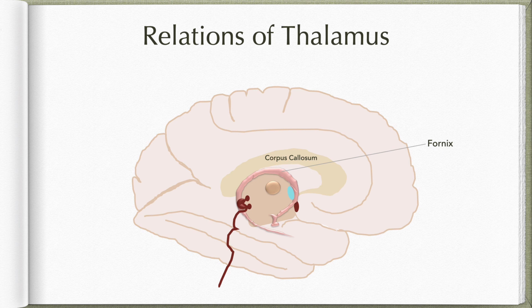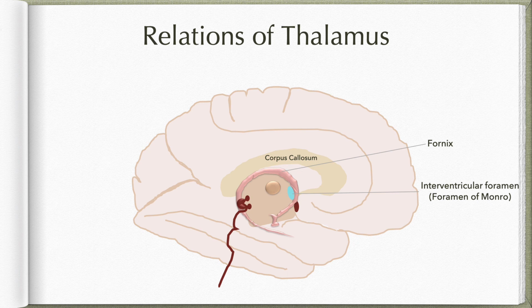Now between the fornix and the anterior end of the thalamus, anterior end otherwise known as thalamic tubercle, we have what is known as interventricular foramen, or otherwise known as foramen of Monro, which communicates the cavity of lateral ventricle with the cavity of third ventricle. So anterior end of the thalamus is related to interventricular foramen.